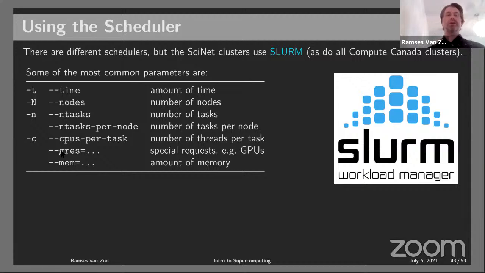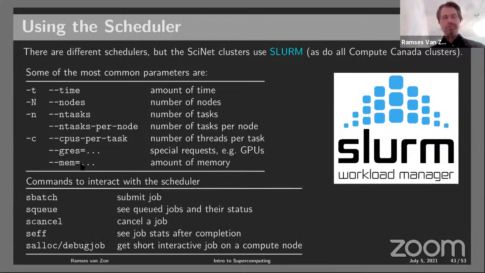You might need to specify what the memory is, although on the teach cluster and on Niagara, you just get all the memory anyway. So that is not effective, but on many systems, you have to say how much memory you want so that Slurm isn't just carving out time and nodes, but also memory. It's a 3D puzzle. Okay. So those are parameters for sbatch that you can give. Say, this is what my job needs.